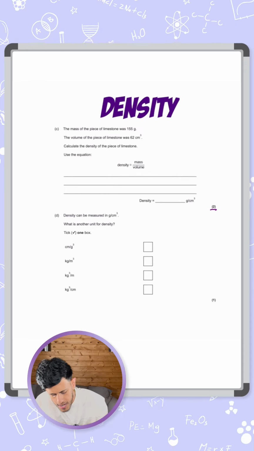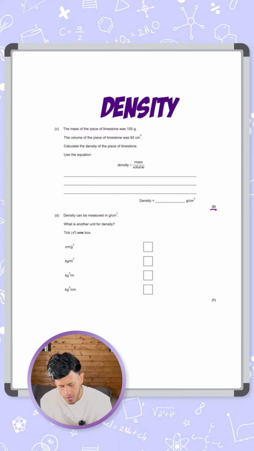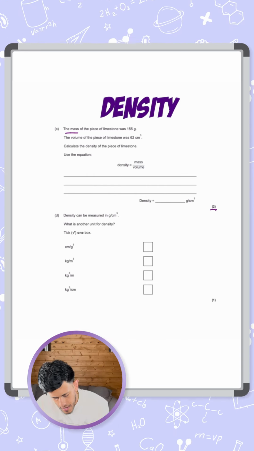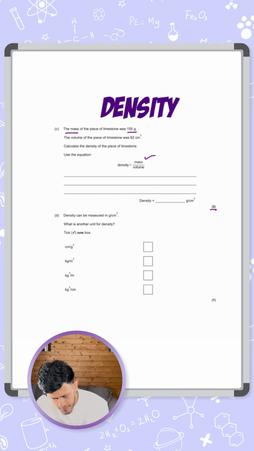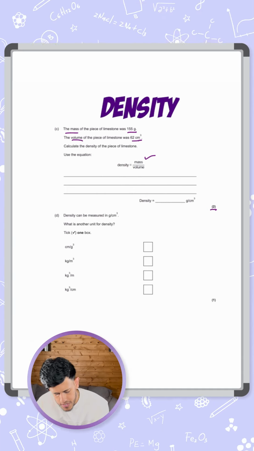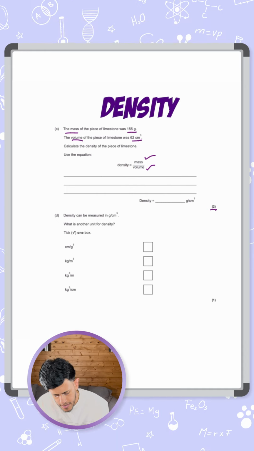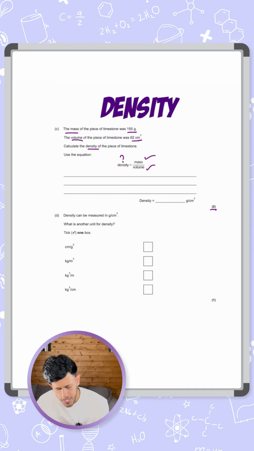So we need to highlight the pieces of information that we know in the question and what we're trying to find out. So firstly, the mass of the limestone is 155 grams. So we've been given the mass, I'll give that a tick. The volume of the piece of limestone was 62 centimeters cubed. So volume, I'll give that a tick. So it says calculate the density. So that's what we want to find. So I'll put my question mark there.